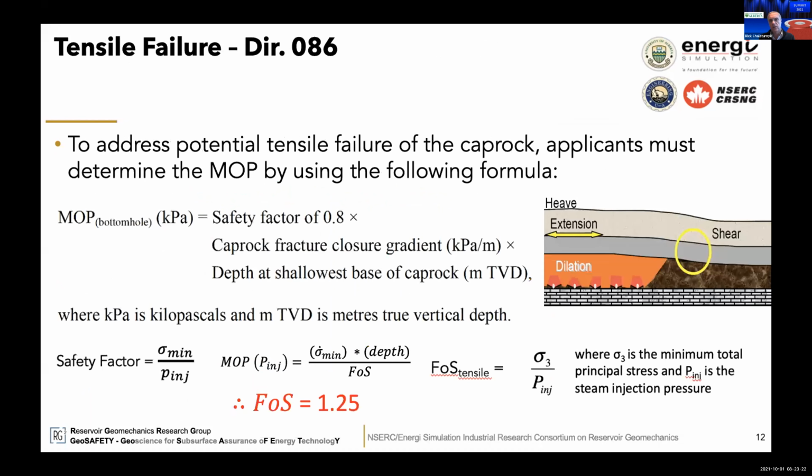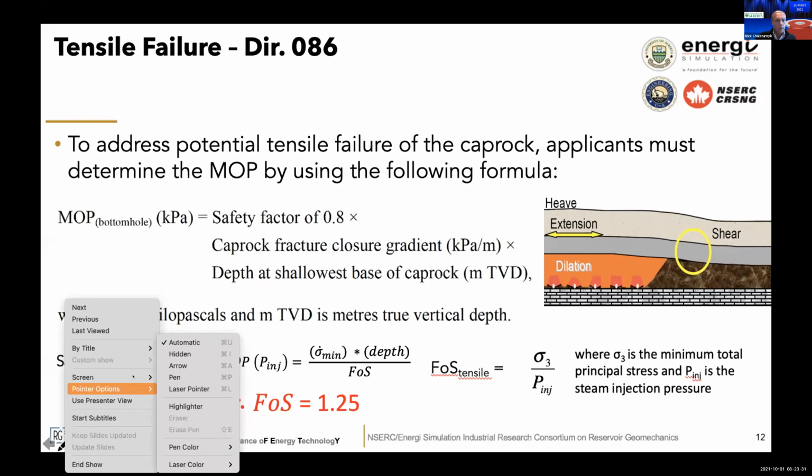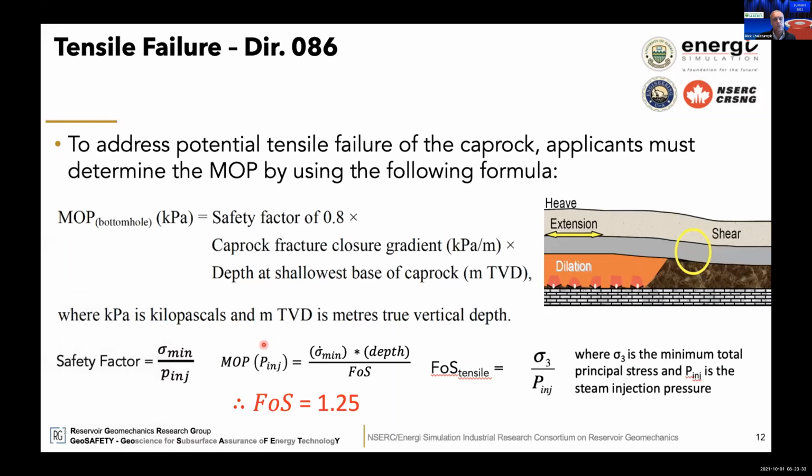And so if you look at tensile failure in terms of Directive 86, you get an equation like this. So you get an equation where they've called this a safety factor. It's not quite a safety factor, but it's like a reduction factor of 0.8 times an estimate of this minimum stress, which is a fracture closure gradient calculation in the caprock, and a depth to the base of the caprock.